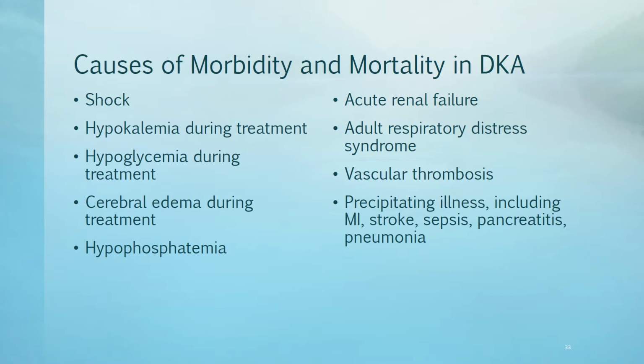because of the hypovolemia. Adult respiratory distress syndrome, ARDS, can be secondary to an infection. We know that patients, when they have an infection, can go into DKA. So maybe somebody with pneumonia that will turn into ARDS. Vascular thrombosis, any kind of precipitating illness, even MI, stroke, sepsis, pancreatitis, and pneumonia.